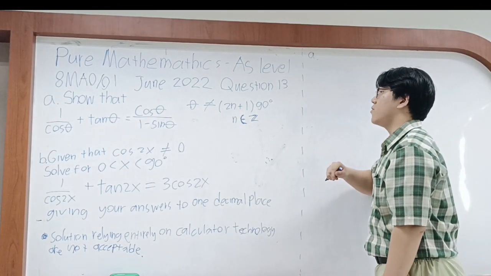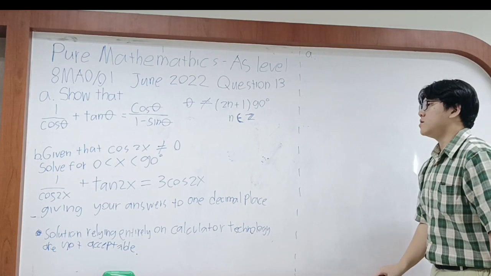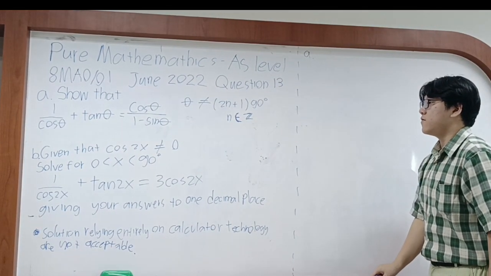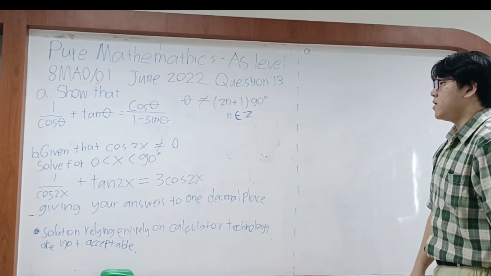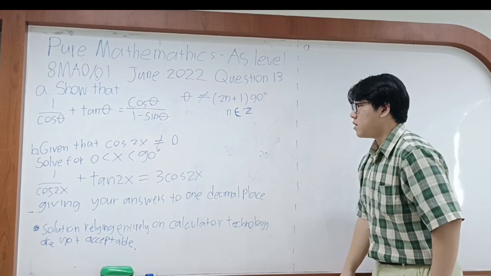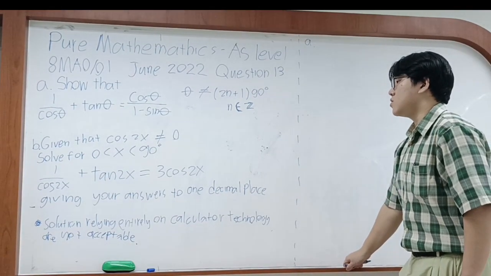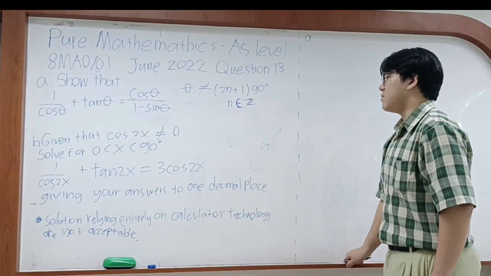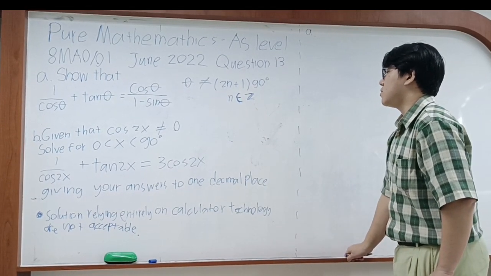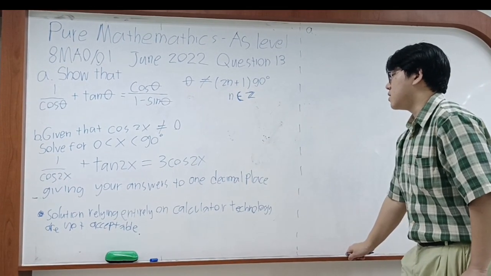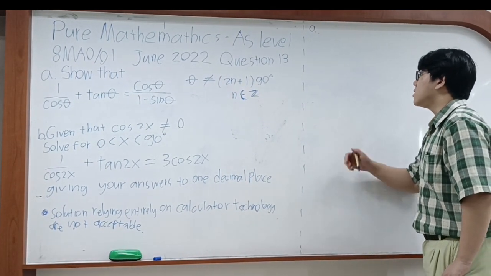So the following is from Pure Mathematics, AS level, from June 2019. It is in question 13, where part A is to show that 1 over cos theta plus tan theta equals cos theta over 1 minus sin theta, where we are told that theta does not equal an odd number, as it is written as 2n plus 1.